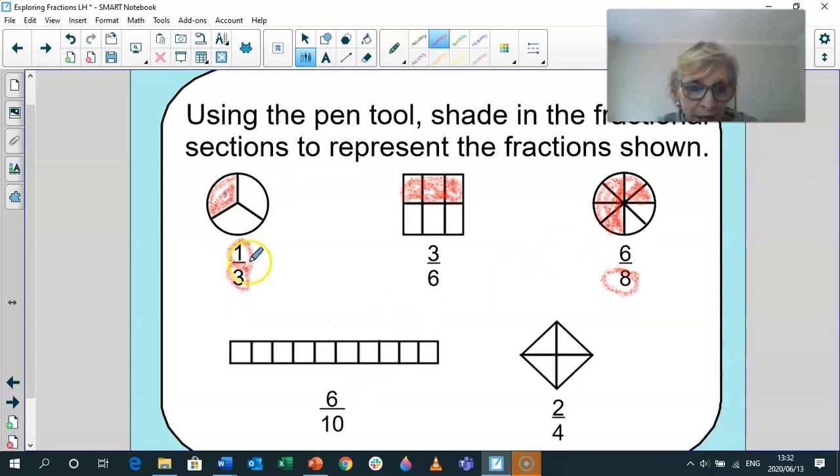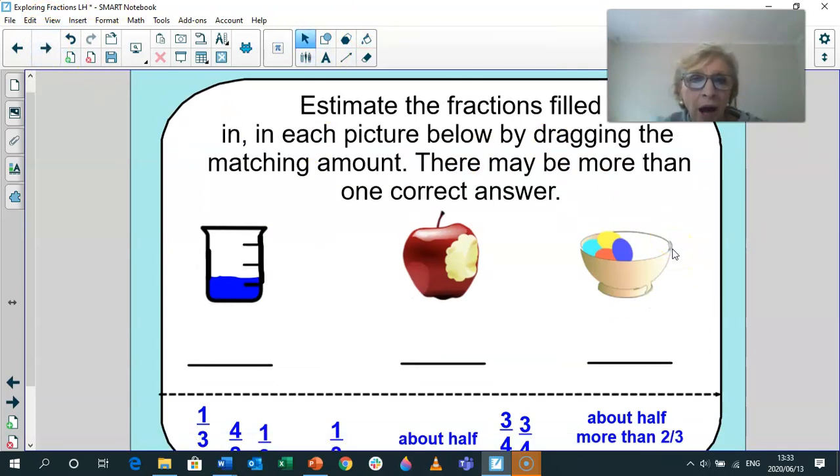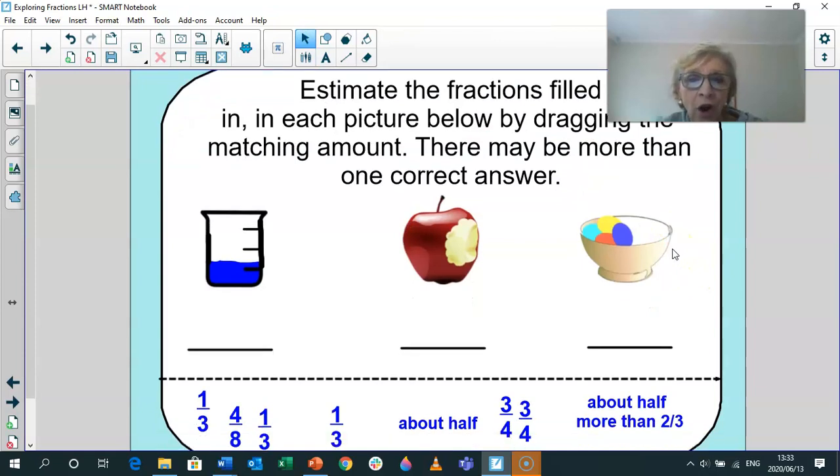Then we've got tenths, but I'm only allowed to color in 6 out of 10. All right, so that's 6/10. 6 out of 10. And this one, 2 out of 4. And what can you notice about that? Grade 3, 2/4 is the same as 1/2. Fabulous.